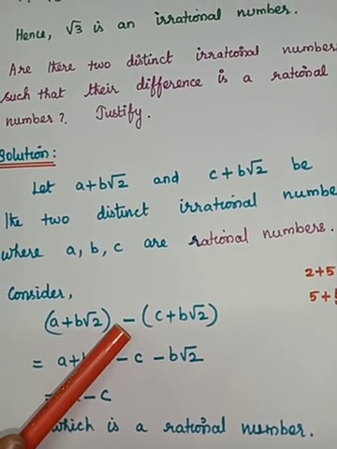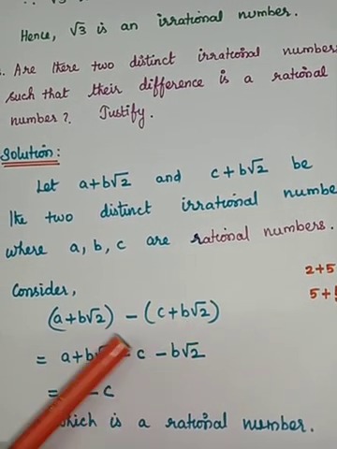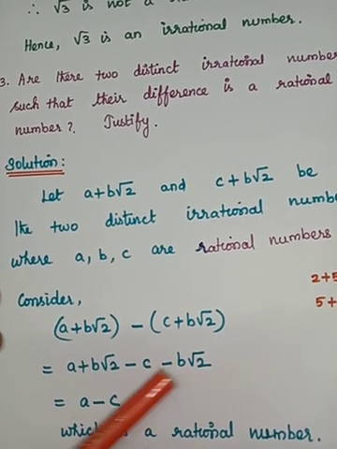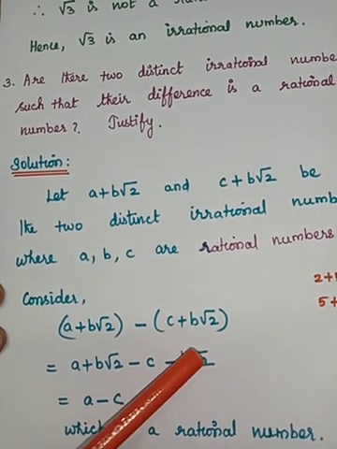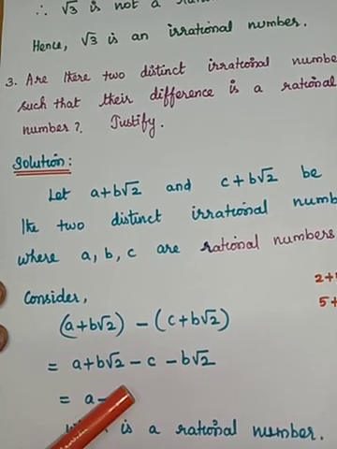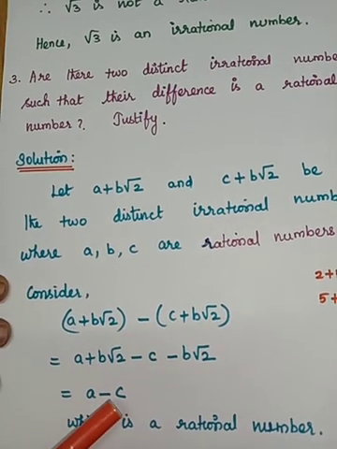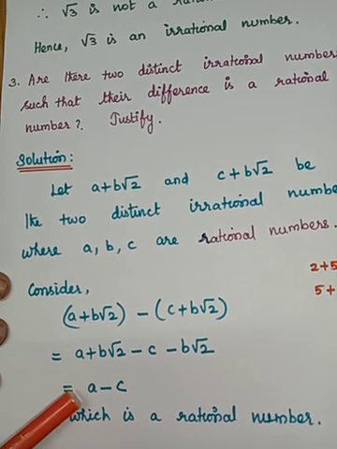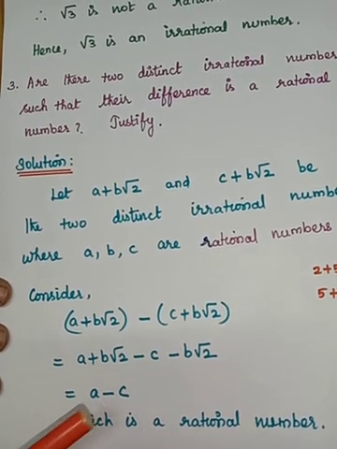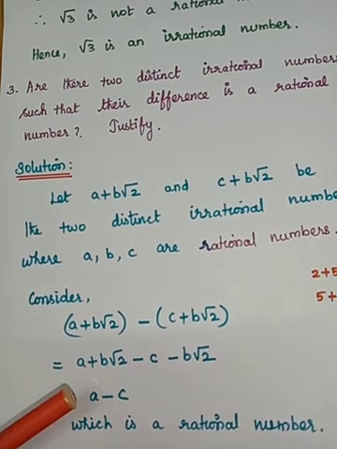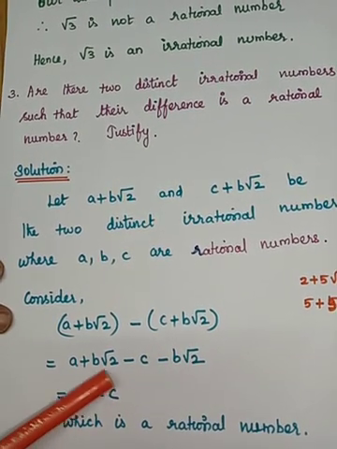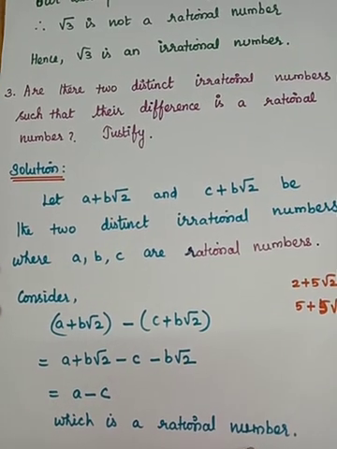So the minus you have to apply to both the terms: minus c minus b root 2. So plus b root 2 and minus b root 2 get cancelled. You are getting the answer a minus c. So the difference of two rational numbers is again a rational number. Therefore a minus c is a rational number.